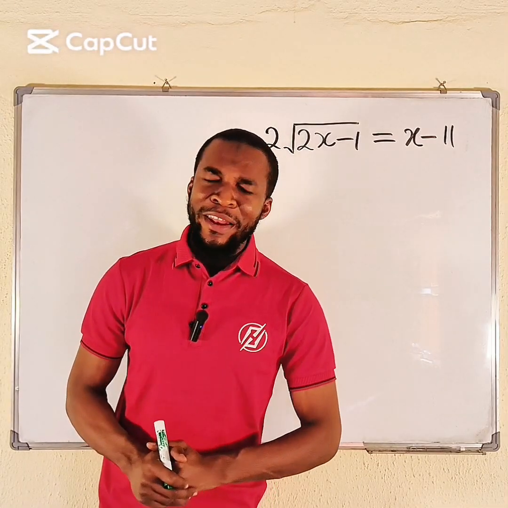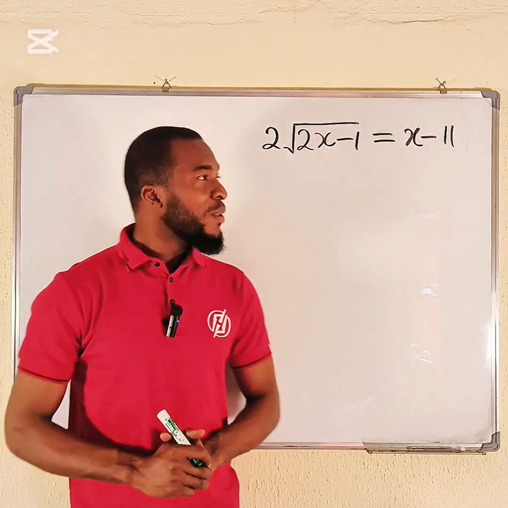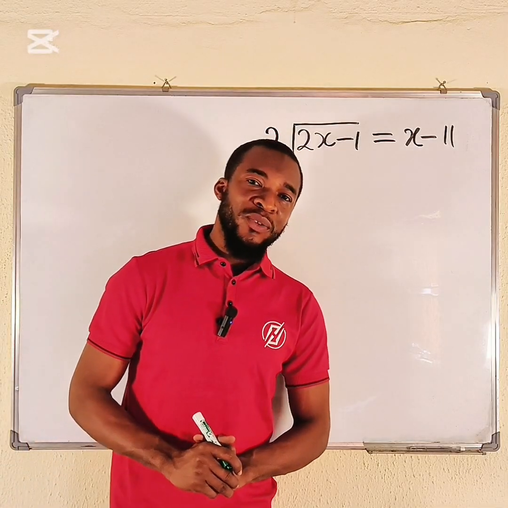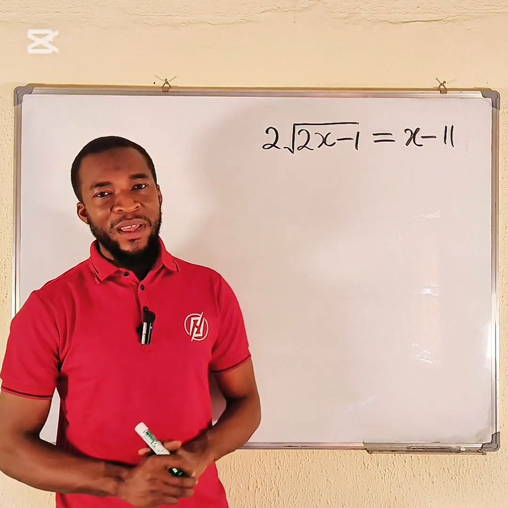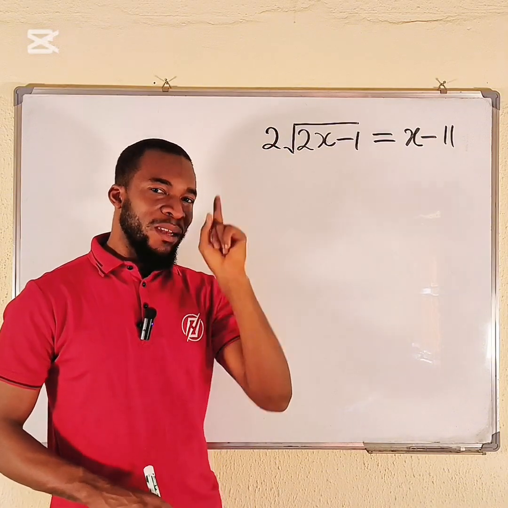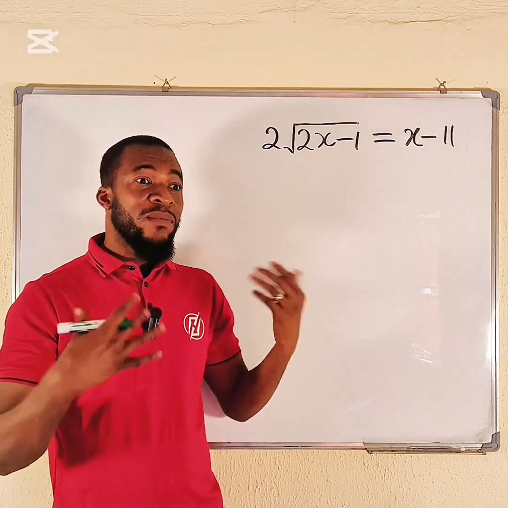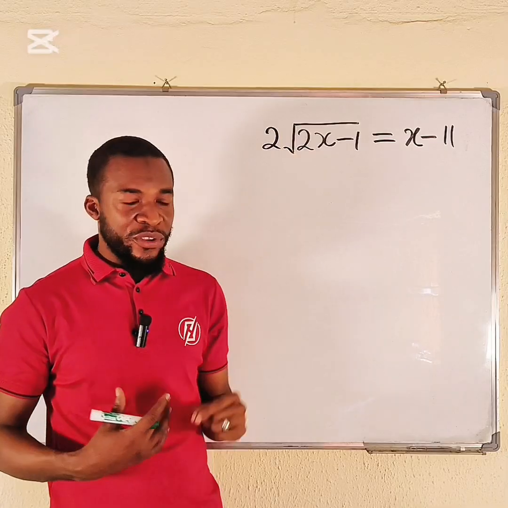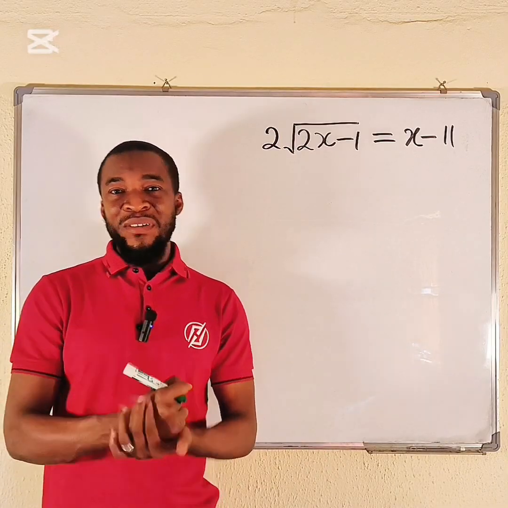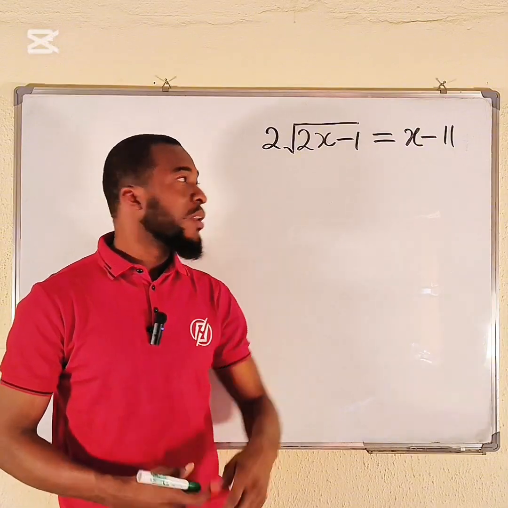Hello everyone, let us find a solution to this very simple radical equation: 2 multiplied by the square root of 2x minus 1 equals x minus 11. Remember, whenever you are solving a radical equation, check the domain because you may solve the equation and obtain extraneous solutions. An extraneous solution is a solution that doesn't satisfy the original equation.